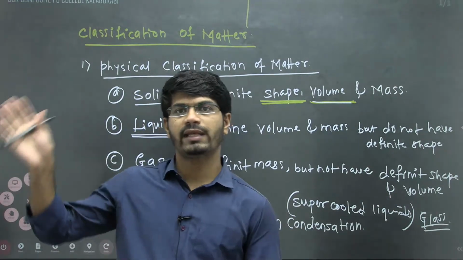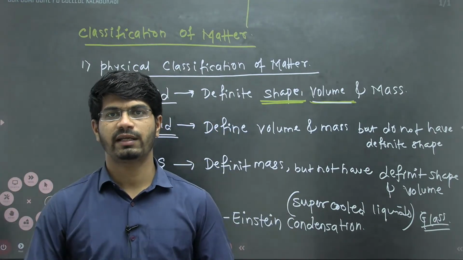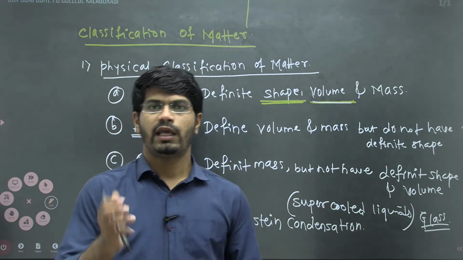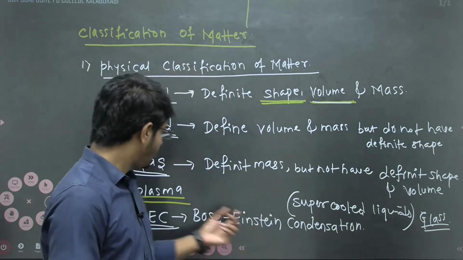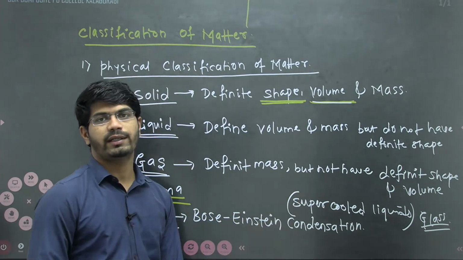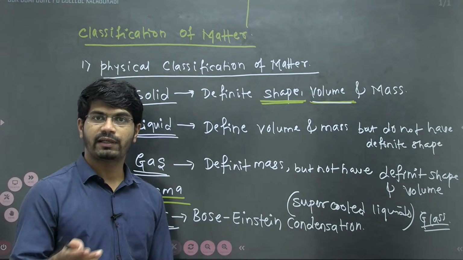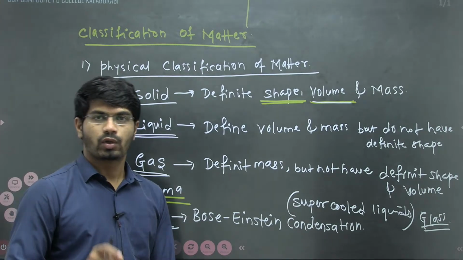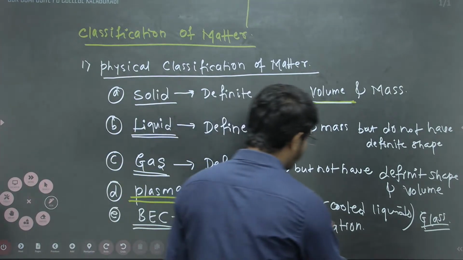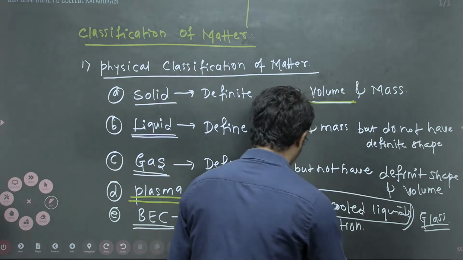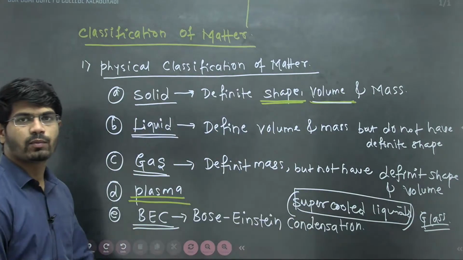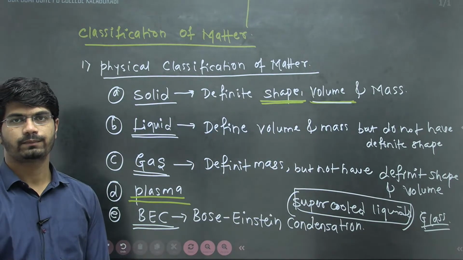It will be around minus 100 degrees Celsius, more than minus 100 degrees Celsius will be present. If at that state the liquid will get converted into solid. So the supercooled liquids are called as fifth matter, that is Bose-Einstein condensation.